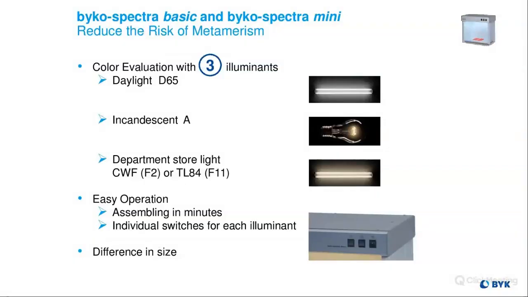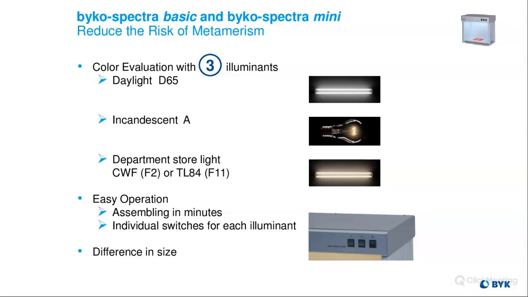So some of the solutions that Bico Gardner offers are what we call light booths. In this case, we have our Bico Spectra Basic and our Bico Spectra Mini. So these are our baseline models here. And what they offer is that these two models have 3 different illuminants that you can use. So you can use the daylight, which is the D65, the tungsten incandescent light, which is your A, and then your fluorescent department store light, which is the F2 or the F11.